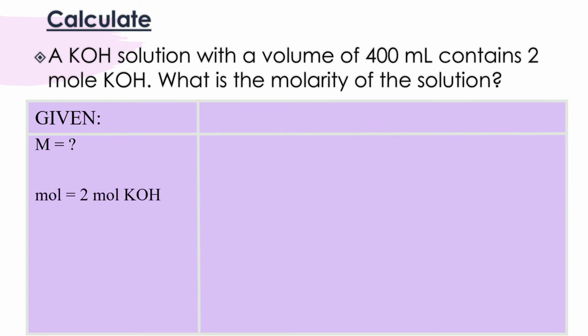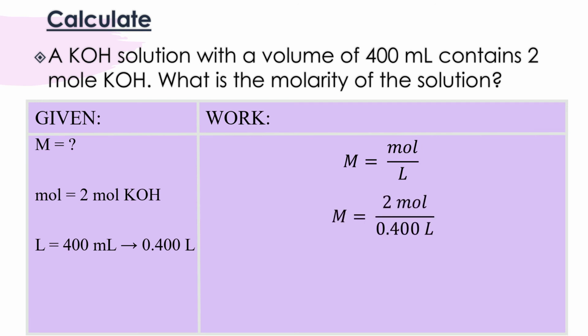Liters, we must first convert milliliters from 400 to 0.4 by moving the decimal place 3 places to the left. Next, we have our equation. We isolate. Oh wait, it is isolated. Then we plug in to solve, and we get 5 molar. We can now pause this to write down the work.